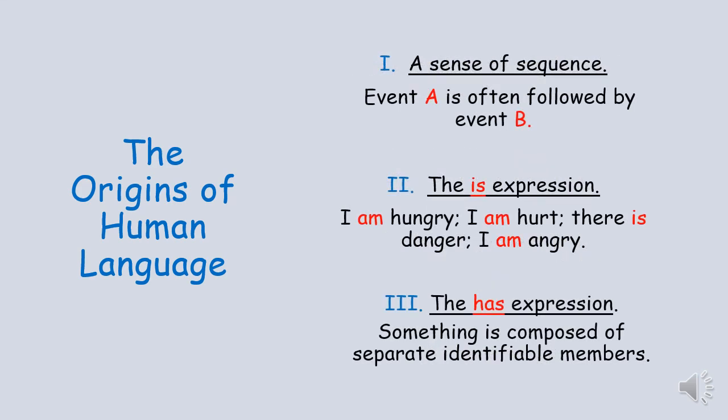The first foundation is a sense of sequence. We can detect that event A is often followed by event B. The second foundation is the already discussed is expression, reflected in expressions such as I am hungry, I am hurt, there is danger, I am angry. And the third foundation is the already discussed has expression. We know that something is composed of separate identifiable members.